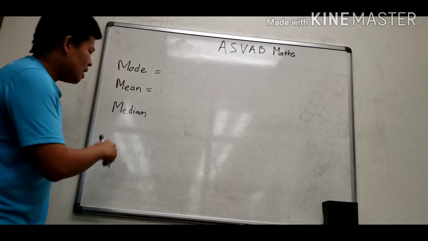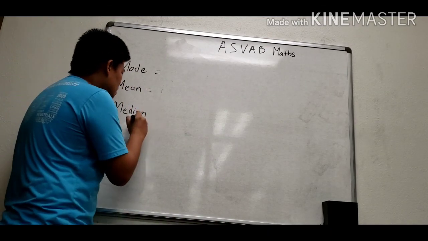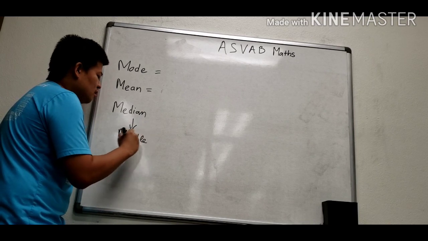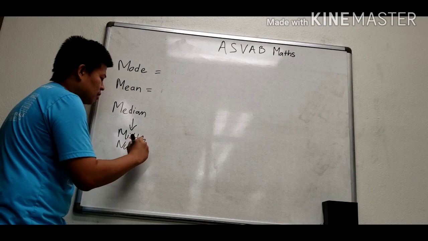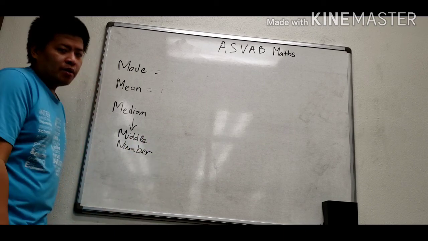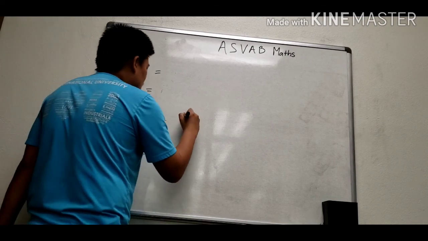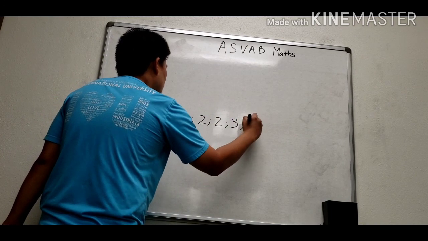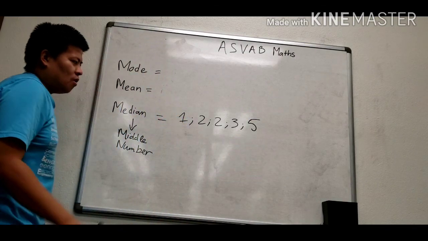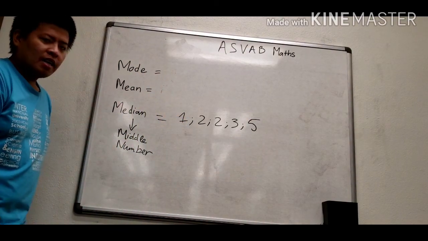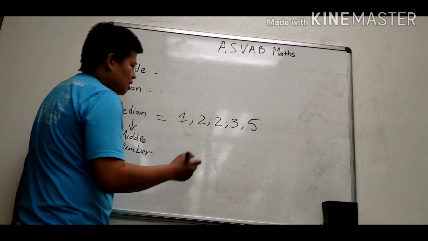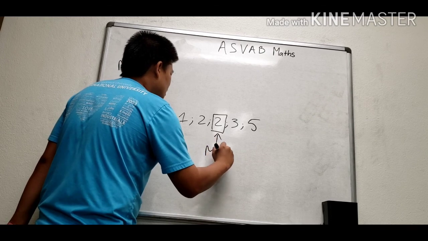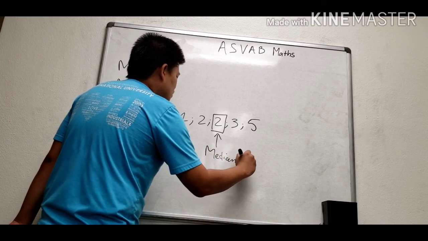The next one is the median. The median is the middle number. I will show you. 1, 2, 3, 5. In this series, the middle number is about 2, so we can say the median is equal to 2.